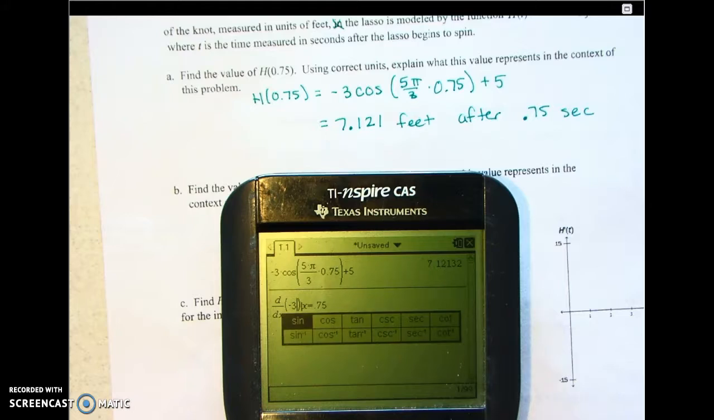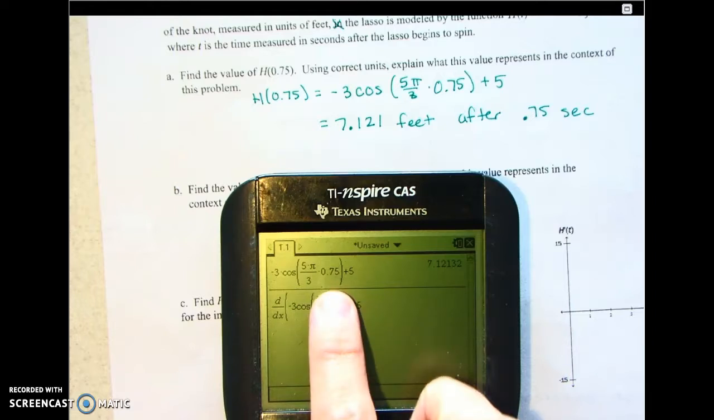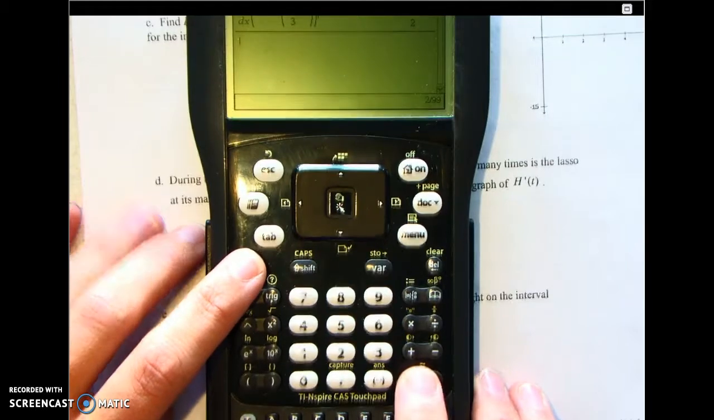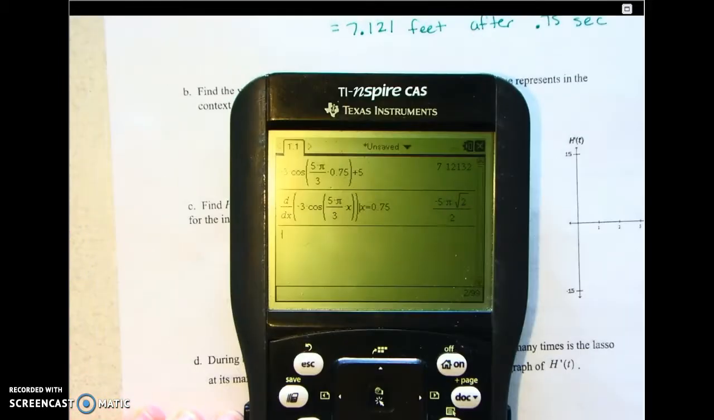-3 cosine, that fraction button we liked, 5 pi over 3. Okay, don't put a number there. We have to put in x. Okay, you have to make sure that x is the variable. Oh, if you don't like that, then you press Control Enter and it turns it into a decimal. Yeah, we don't really like that. We want a decimal. There we go.